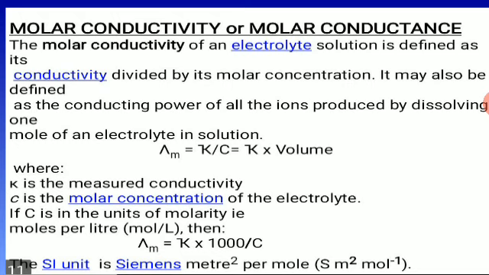There is another term known as molar conductivity or molar conductance. The molar conductivity of an electrolyte solution is defined as its conductivity divided by its molar concentration. It may also be defined as the conducting power of all the ions produced by dissolving 1 mole of an electrolyte in a solution. Therefore, molar conductivity is kappa upon C, where C is the molar concentration of the solution. So molar conductivity is equal to kappa into 1000 upon C. The unit of molar conductivity is Siemens meter square per mole, or S meter square per mole.